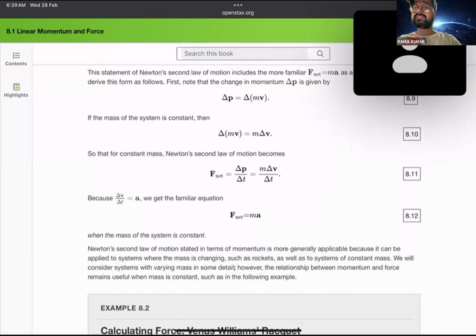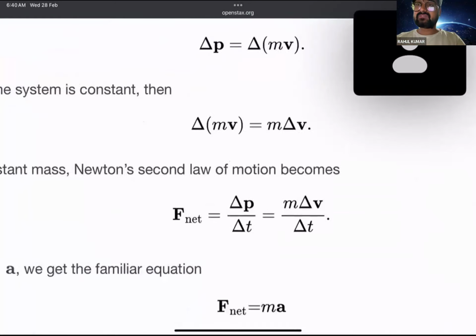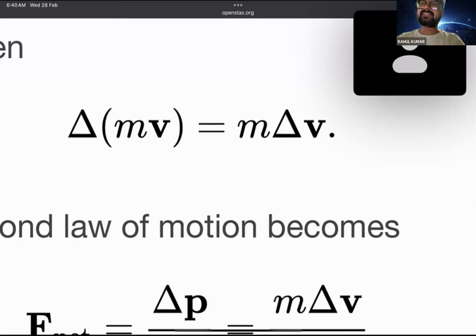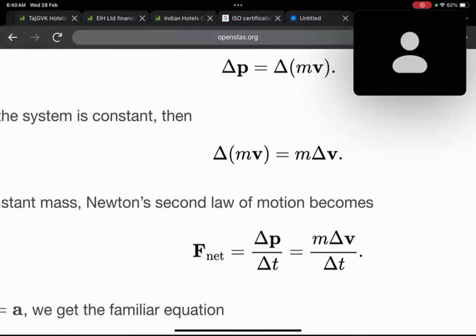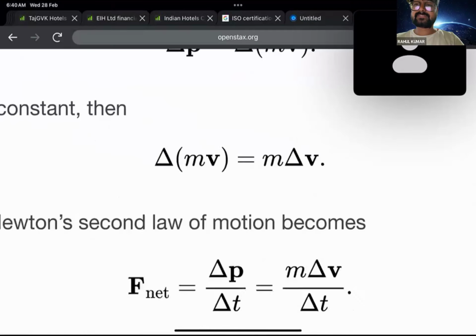Okay. Normally, what we see in our daily life, most of the systems have constant mass. Their mass is not changing. So change in momentum is change in mass multiplied by velocity, right? So mass is constant, so we will take out mass outside, and so it is actually mass multiplied by change in velocity. This is a special case when the mass is constant.